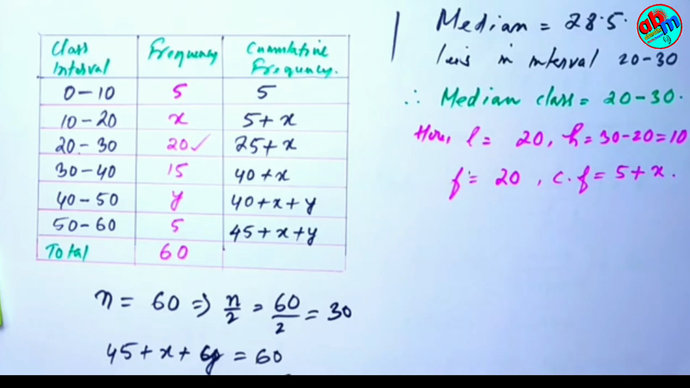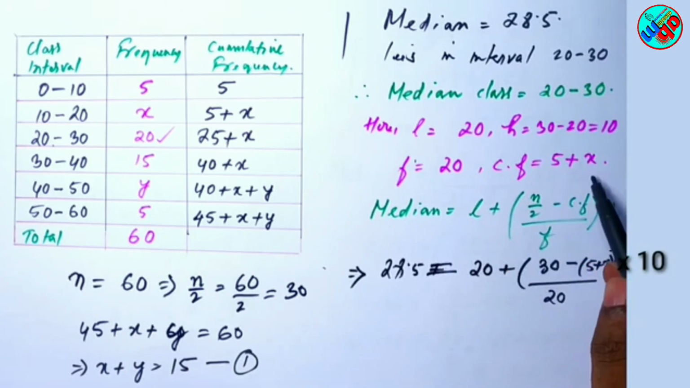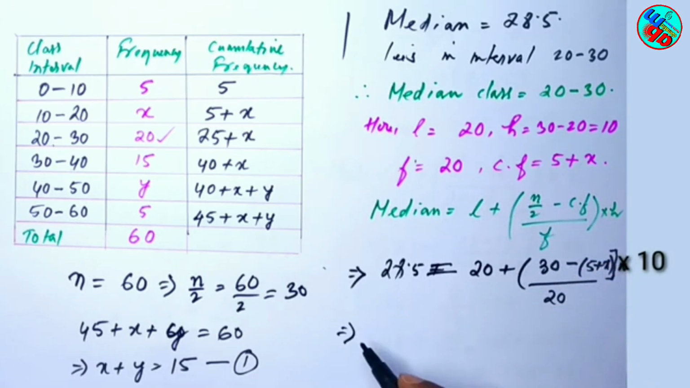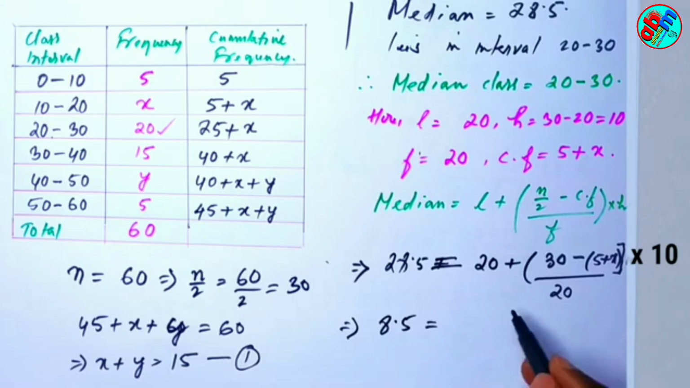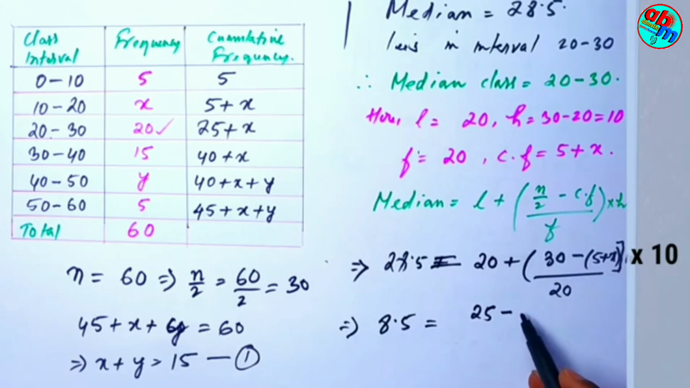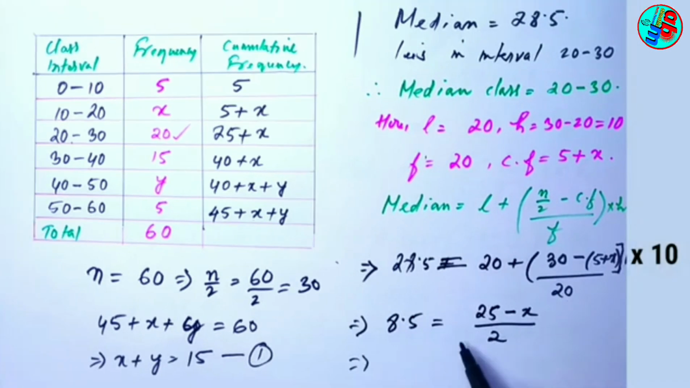So therefore, median formula we have. So we substitute the value. L is 20, median is 28.5, n by 2 is our 30, CF is our 5, plus x into h is our 10. So this will be equal to 8.5 equal to 30 minus 5 will be 25 minus x, 10 to the 20 divided by 2. So this will be 17 equal to 25 minus x.